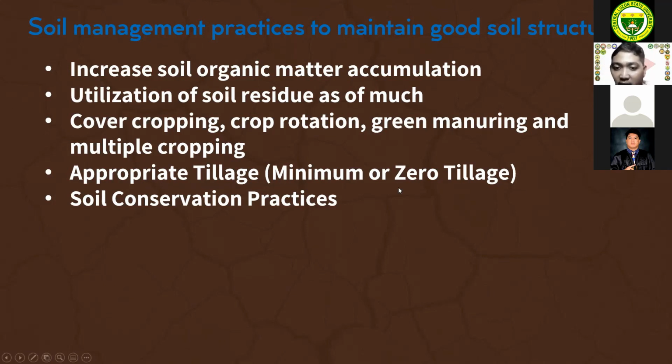Appropriate tillage, minimum or zero tillage. So sa soil conservation, it is very important or very familiar yung paggamit ng minimum or zero tillage. Kung saan lang tayo magtatanim, dun lang tayo magdi-destruct ng soil structure. Then soil conservation practices. Like yung proper contouring pagka sa mga elevated areas ka, so that will help the maintenance of good soil structure.